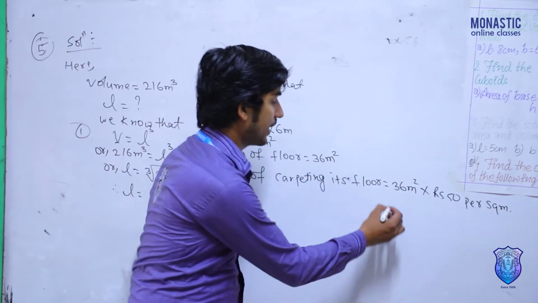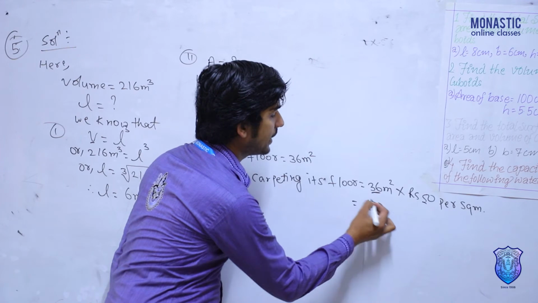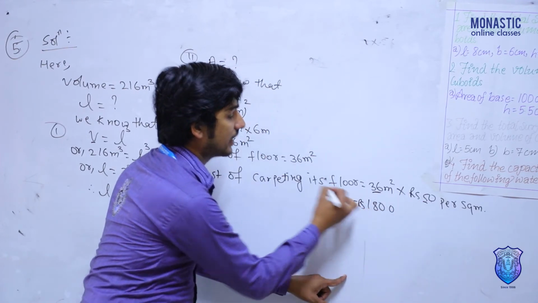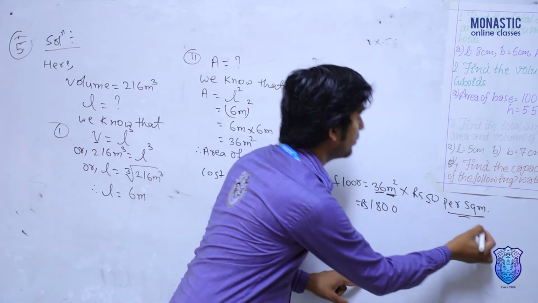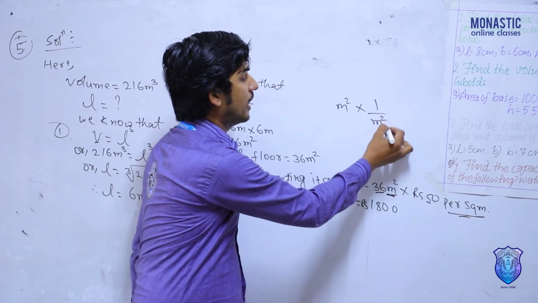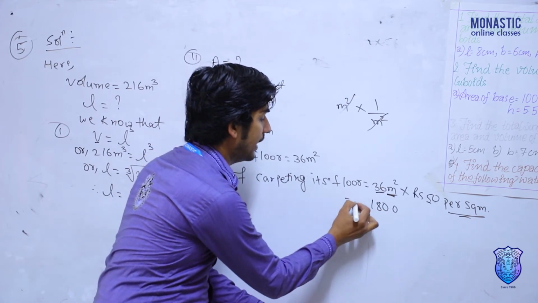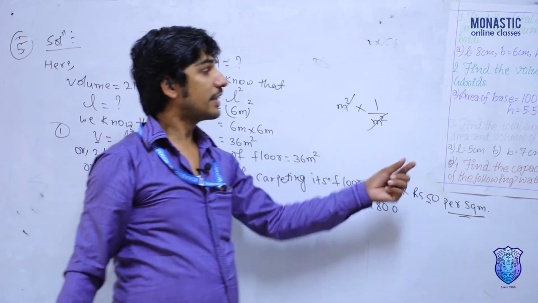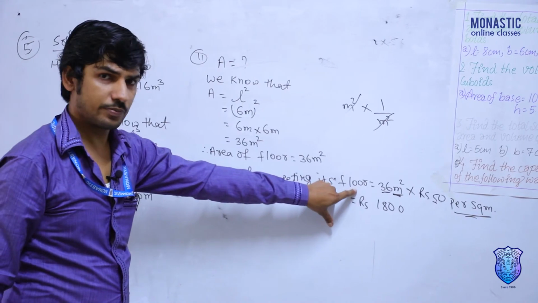How much comes? 36 times how much? 180, 10 here, it means 1800 Rs. And this square meter and per square meter both cancel. That's why simply we can say that is 1800. It means that is the cost of carpeting its floor.